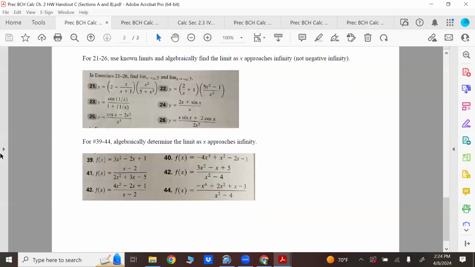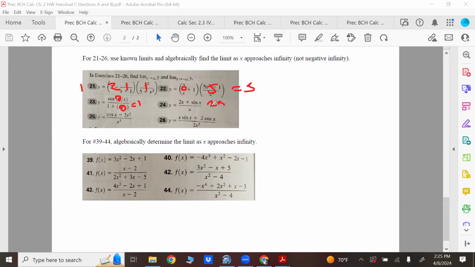Okay, for 20 to 26. If you have 1 over x and you're going towards infinity, that's basically 0. And that's 0. So you just get 1 for number 23. Here, you have 2 minus 1, and that's just going to be 1 as well. Here that's going to be 0 plus 1 and 5, so you have 5.